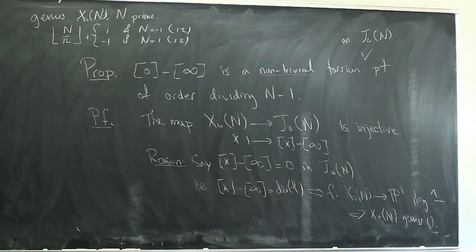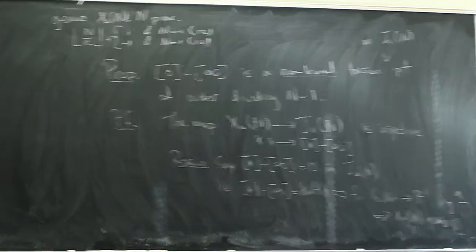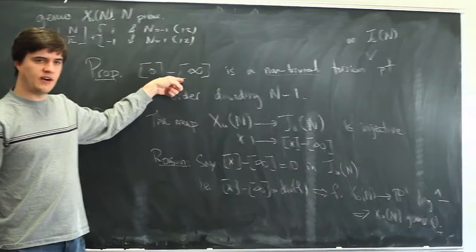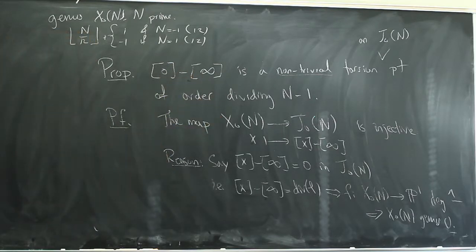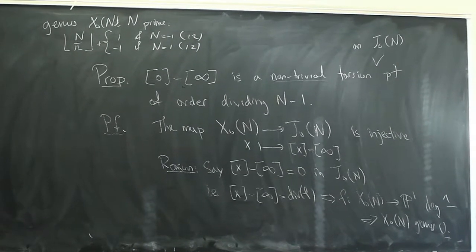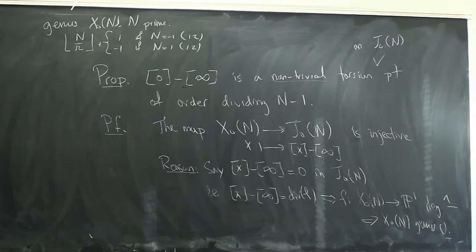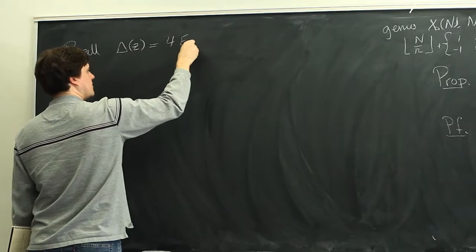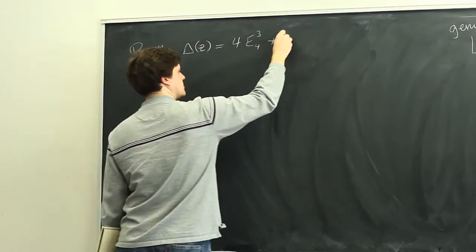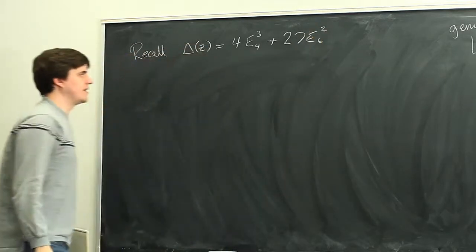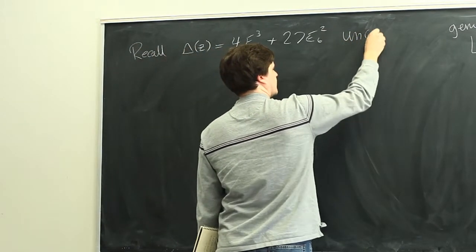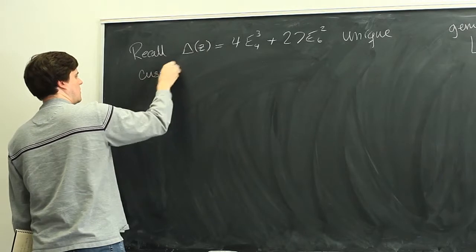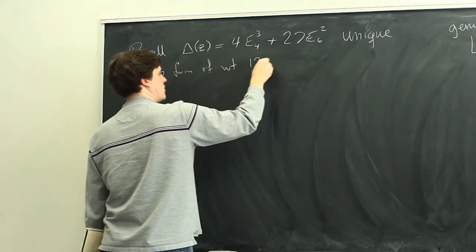OK, so why is it torsion? Well, to show that it's torsion of order dividing n minus 1, I need to show that when I multiply this divisor by n minus 1, it's a principal divisor. So actually I have to construct a function whose divisor is that. And so we're going to do that by using some particular modular forms. So recall that we have this modular form delta. So this is defined as 4 times the Eisenstein series E4 cubed, maybe plus 27 E6 squared. I don't remember the constants, something like that. So this was the unique cusp form, up to scaling, of weight 12 for gamma 1.